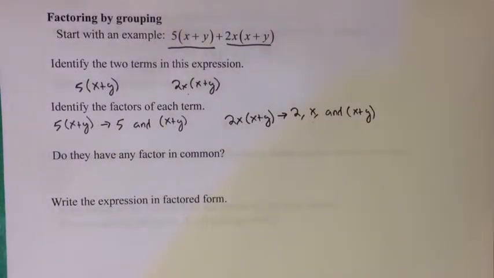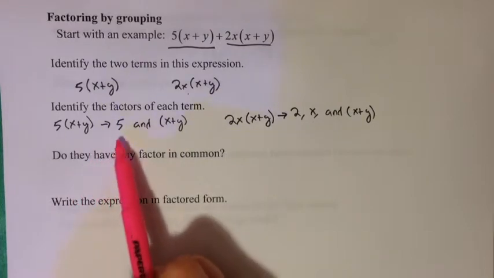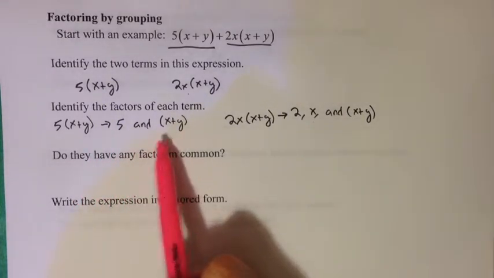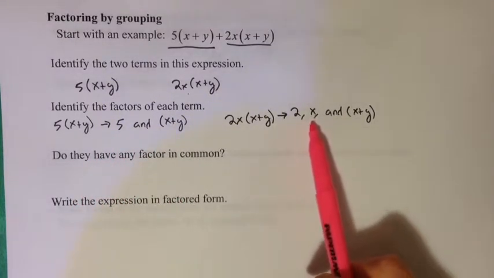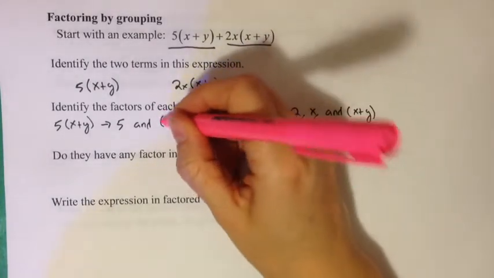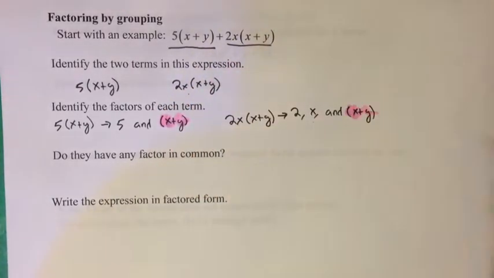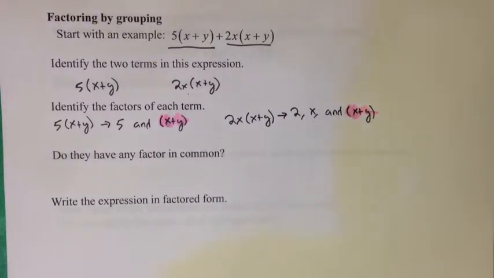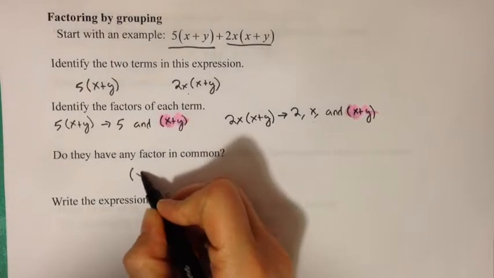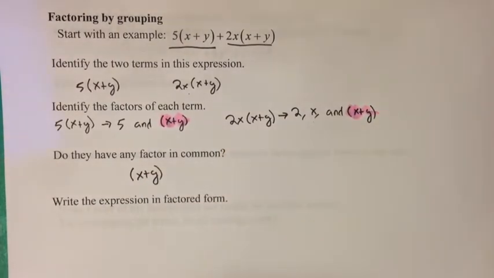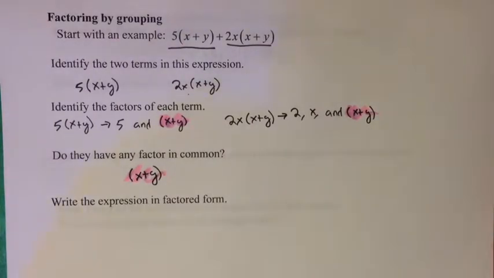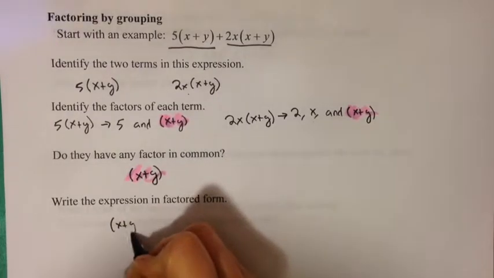Let's go ahead and look at that list of factors and see if they have anything in common. My first term had a 5 and an x plus y. My second term had a 2 and x and an x plus y. They both have an x plus y, which I'm going to highlight in pink and think of as that pink thing. So the factor that they have in common is x plus y, or that pink thing. To write this in its factored form, I take out the greatest common factor, which is that pink thing.